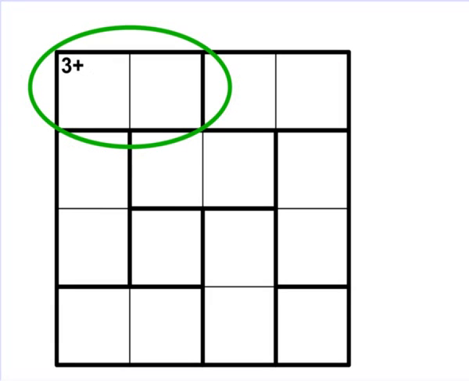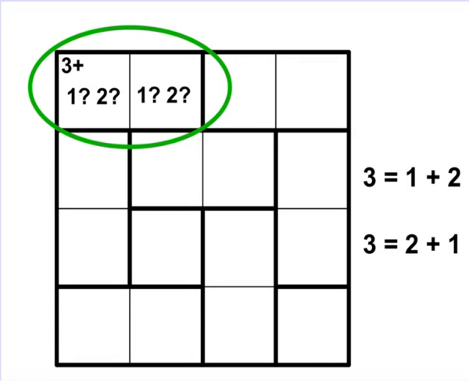Let's start to solve. In the cage at the top left there is a clue, 3 plus. This means that the numbers in the cage, when added up, should make 3. Given that we can only use the numbers 1, 2, 3, and 4, which 2 should we use? 1 and 2, of course, but note that we don't yet know which order to put them in. We'll make a note of this by writing both possibilities in the cells.